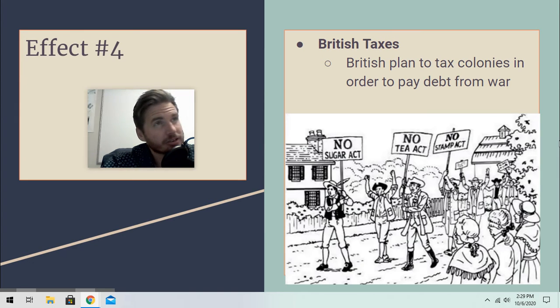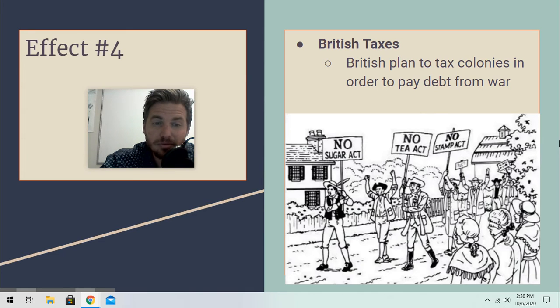The British spend a lot of money on this war in North America, and because of that, they say, "Well, look, it's only fair that we recoup this money, and we're not going to tax our own people here in Britain. We're going to tax the people that live in North America, because that's where we're fighting this war. We were essentially fighting this war to protect them from the French." So the British planned to tax the colonies to pay off the debt from this war.